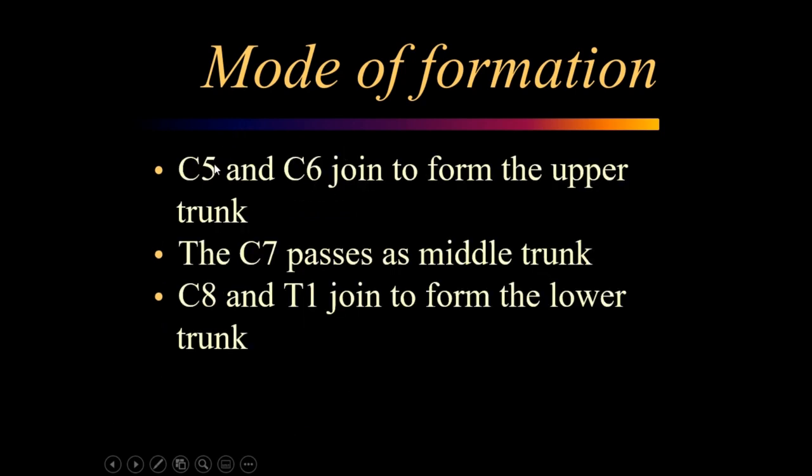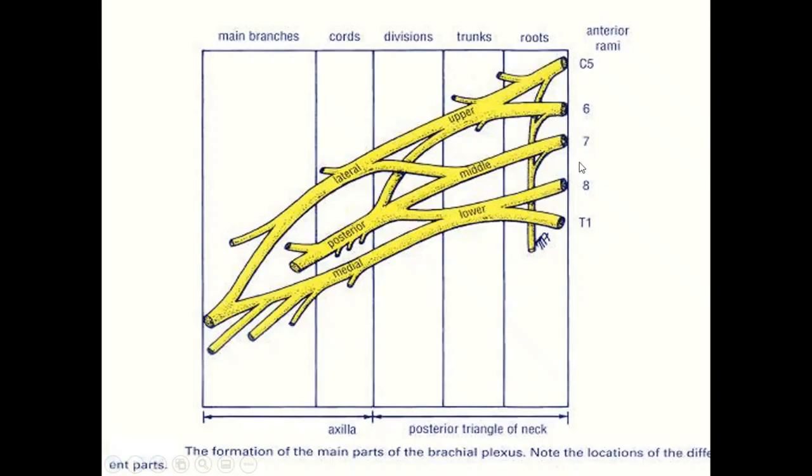So these C5, C6, C7, C8 and T1 are the roots. They join to form the trunks. How do they join? C5 and C6 join to form the upper trunk. C7 passes as the middle trunk. C8 and T1 join to form the lower trunk. Now you can understand in this picture C5, C6, C7, C8, T1. These are the root stages.